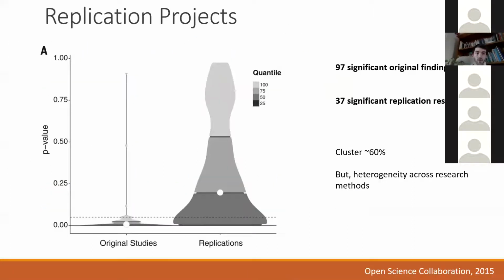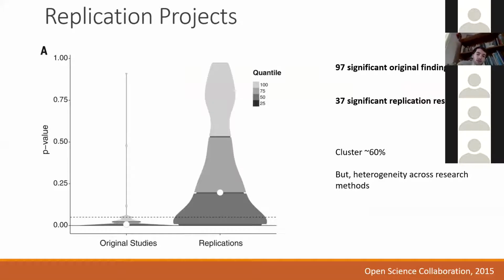Okay, so another piece of evidence we have that a lot of research might be unreliable comes from replication projects. So this is quite a famous image from the Open Science Collaboration. And they performed a study in the 2010s where they took 97 original research findings in psychology, so published psychology experiments. And they replicated all of them.